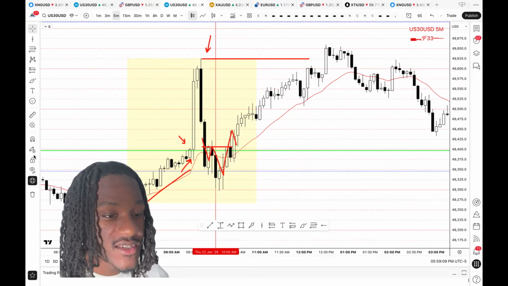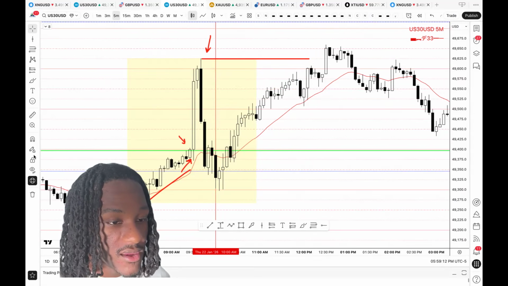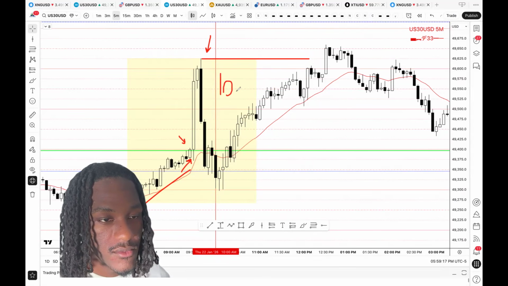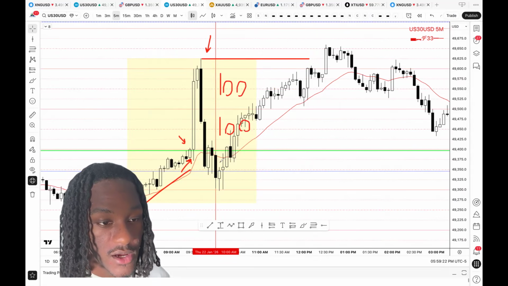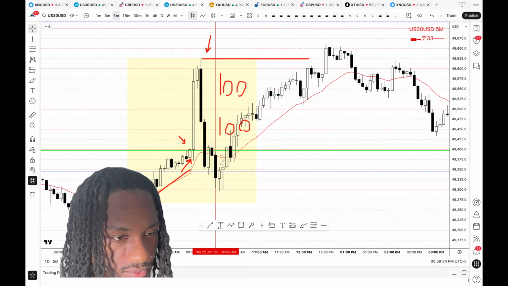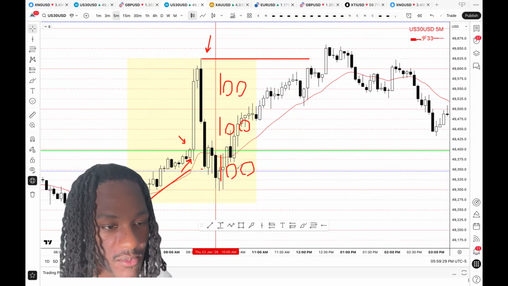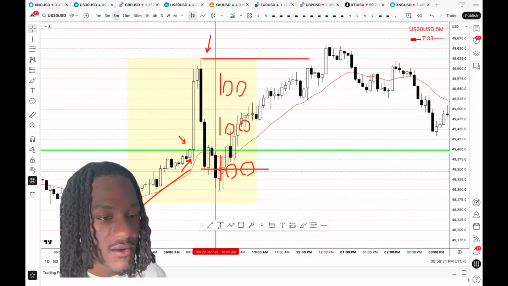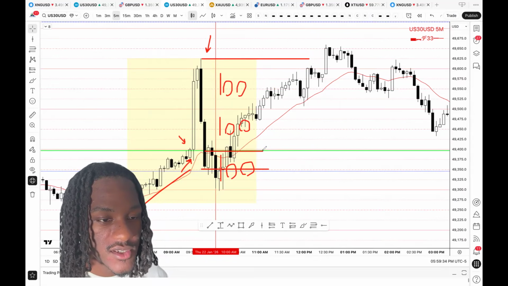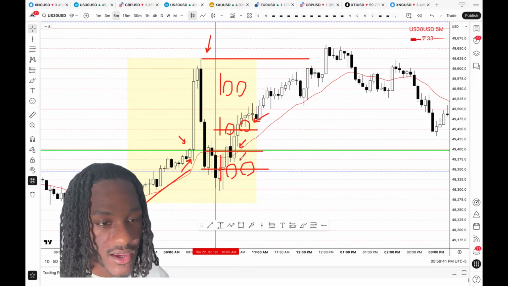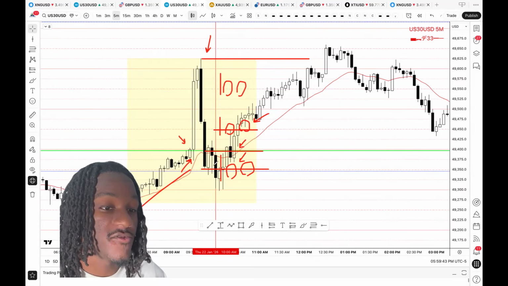But let's look at the price here. They drop 100, 100, and 100. And in that third level of drop at 50, at zeros, at 50, we get entry opportunities. I cannot stress this enough.